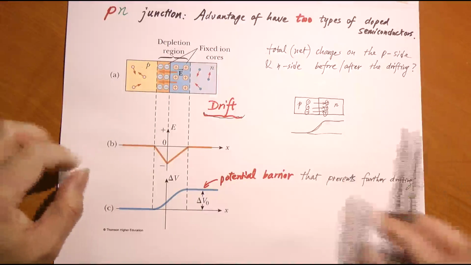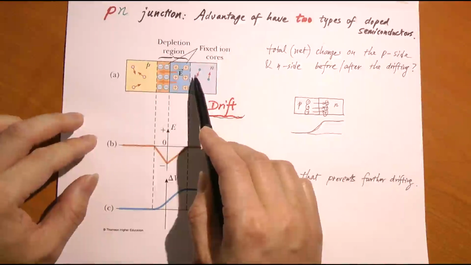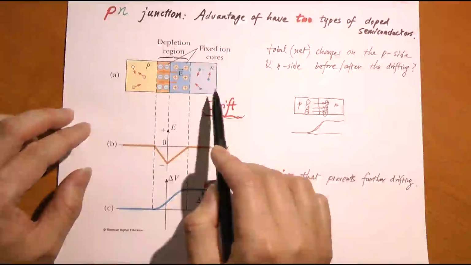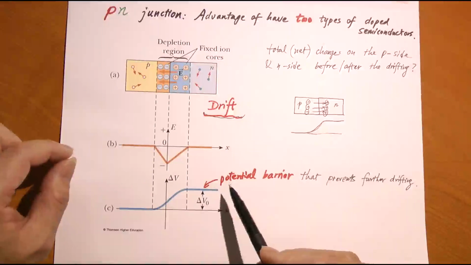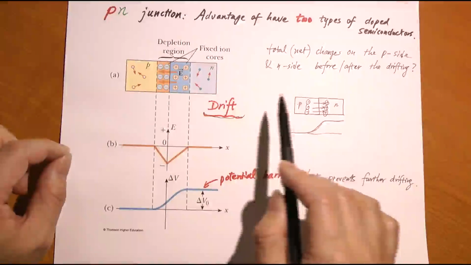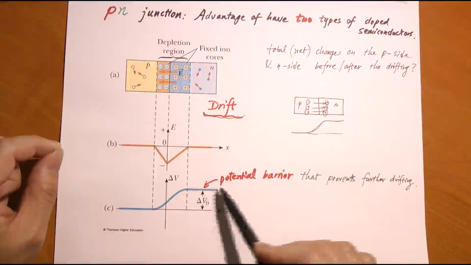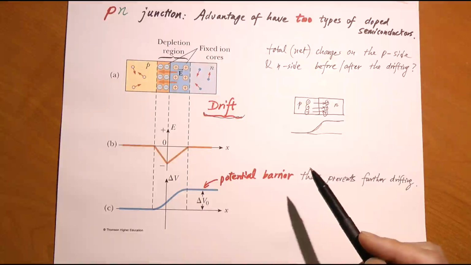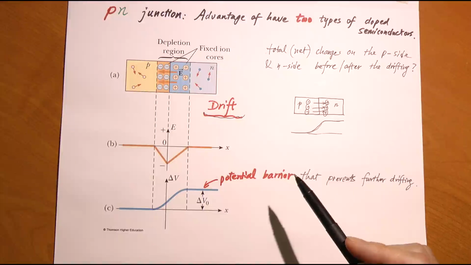Okay, so you see, when you put a p and n together, initially there is a lot of migration, cross traffic going on, and eventually when the barrier is built up, the migration will stop, drifting will stop, because of this barrier. This is what happens in a natural p-n junction.